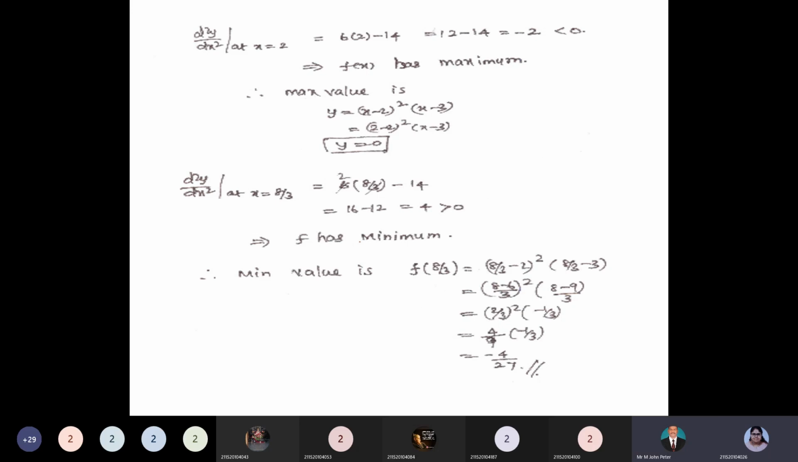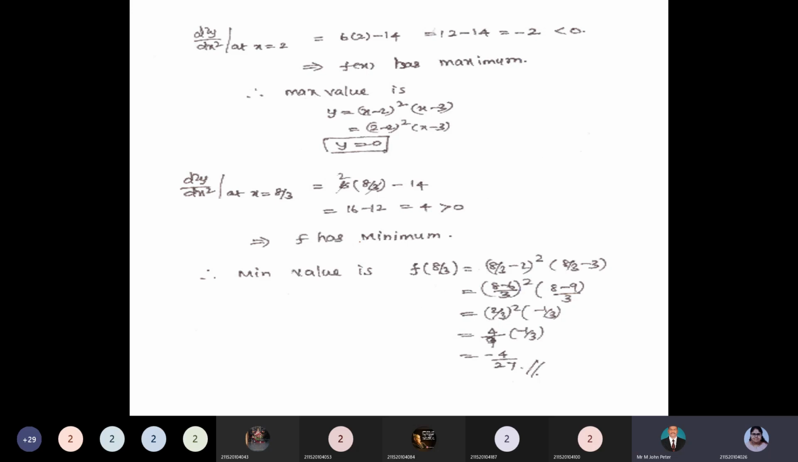Next, the point x equal to 8 by 3. When we apply the second derivative, we are getting a value greater than 0. So x will be the minimum point. Substitute it in the function: 6 into 8 by 3 minus 14, we are getting 4, which is greater than 0. So f has a minimum at the point x equal to 8 by 3.